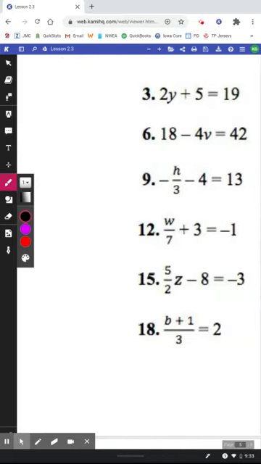Same thing on number 18. It's a rule breaker. So the first thing I'm going to do is times by 3 on both sides. 2 times 3 is 6. So x plus 1 equals 6. Then x equals 5.